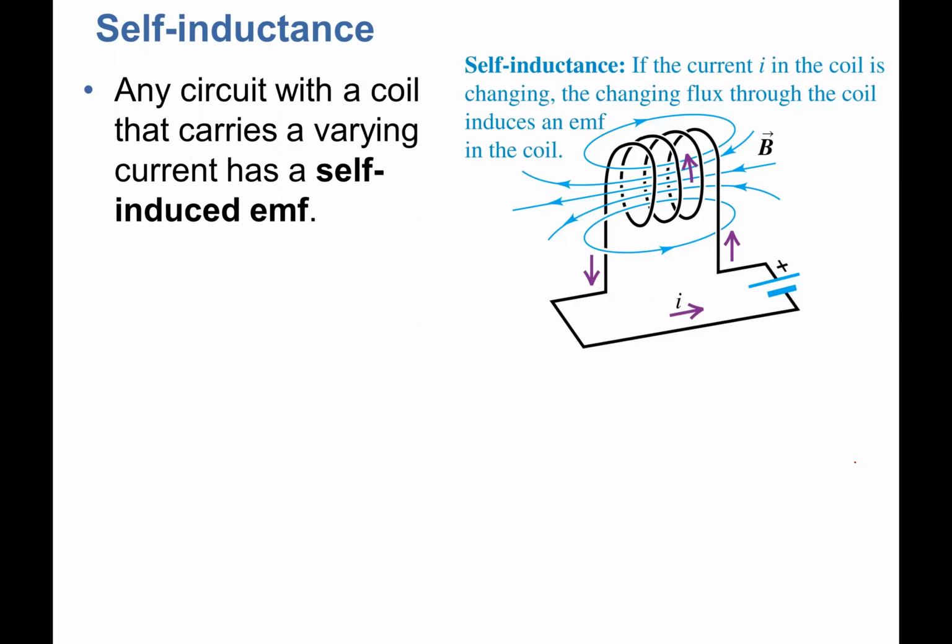Now, the inductance. You can also have the circuit itself give you inductance. Here you have just basically any circuit, right? And because there's a coil right there, you can think of it like a device called a solenoid, right? So it can carry what we call self-induced EMF, okay?